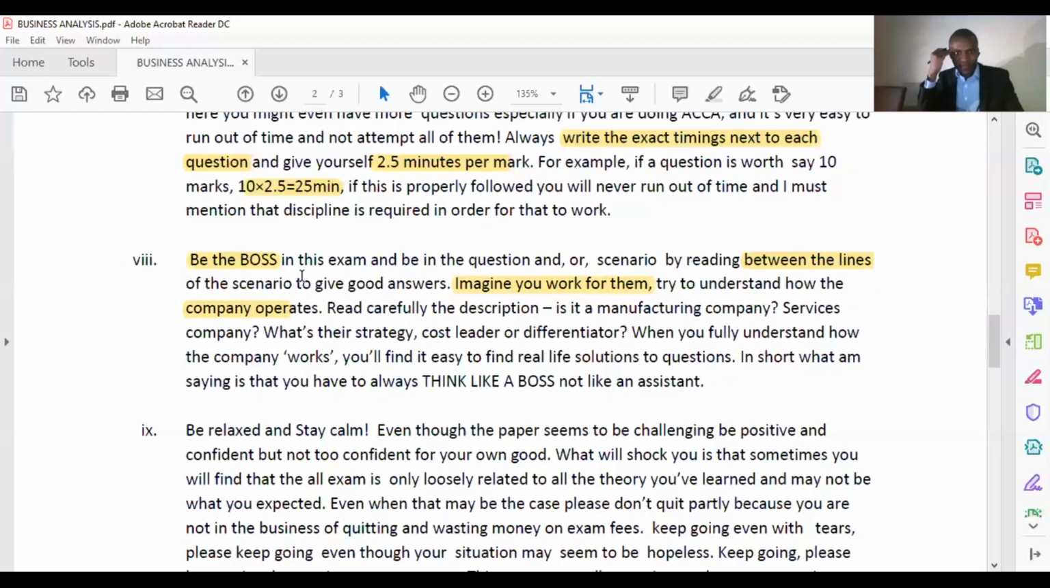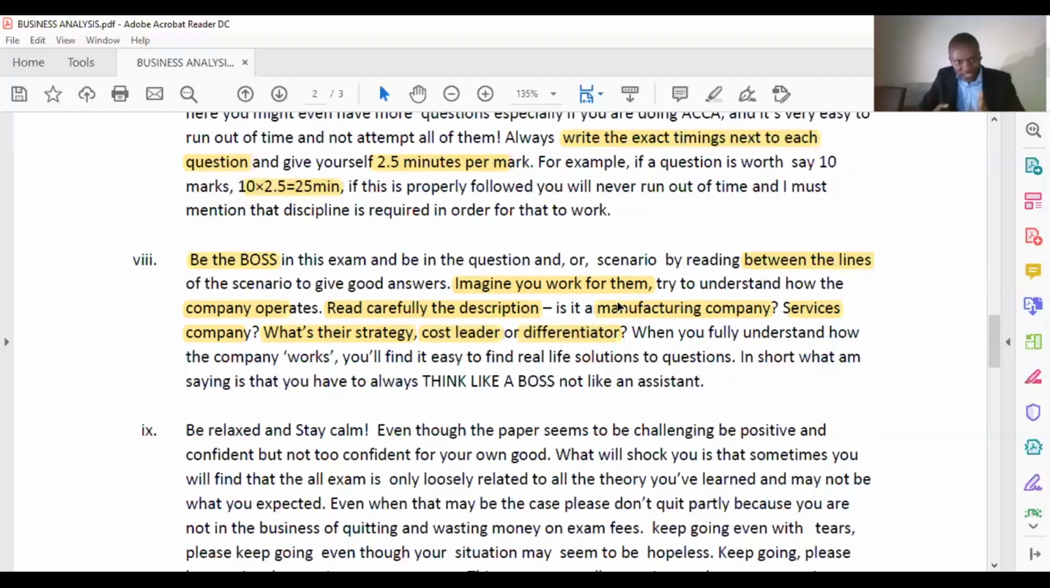solution in that exam. Please read carefully the description. Is it a manufacturing company? Is it a service company? Or perhaps, what is their strategy? Ask yourself those questions. Are they a cost leader? Or what is their differentiator? All those things you must be able to know.